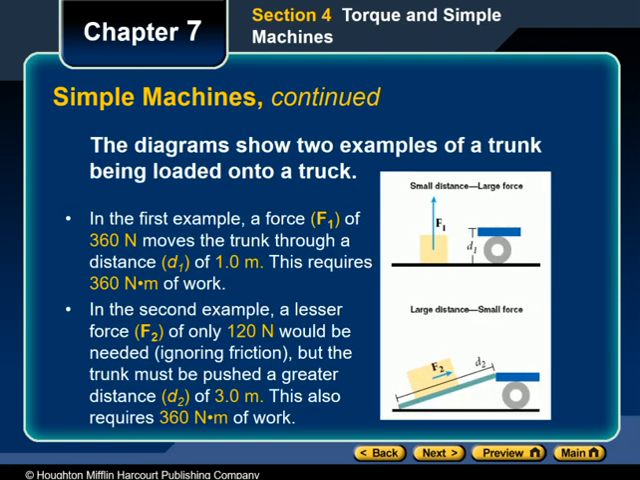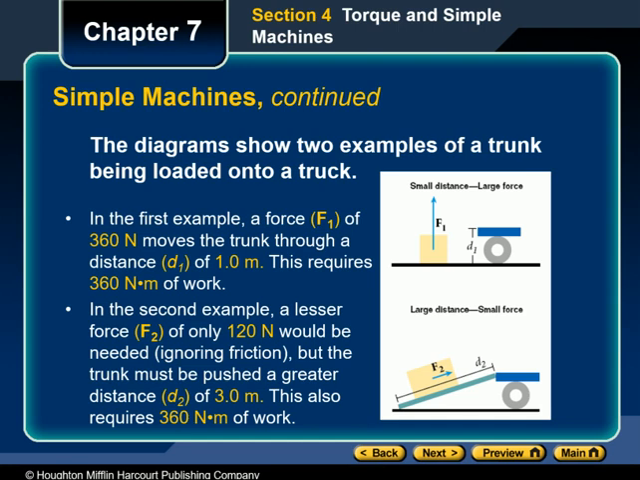Machines can alter the force and the distance moved. You have learned that mechanical energy is conserved in the absence of friction. This law holds for machines as well. A machine can increase or decrease the force acting on an object at the expense or gain of the distance moved. But the product of the two, the work done on the object, is constant.